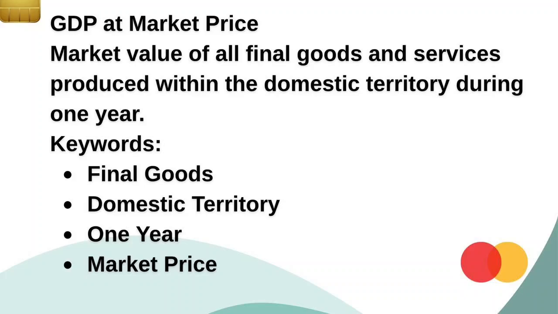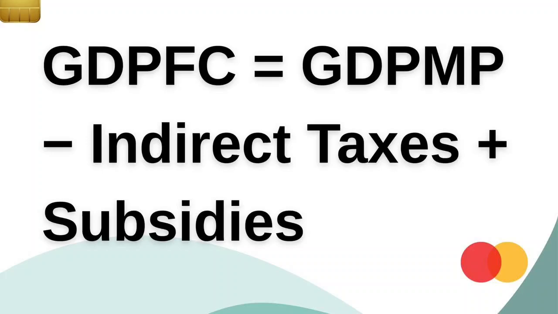Suppose a car is manufactured in India during the current year, its value will be included in India's GDP at market price. So the board tip for you is to highlight these four keywords. Remember these four words: gross, domestic, final goods, market price. Everything is based on this.